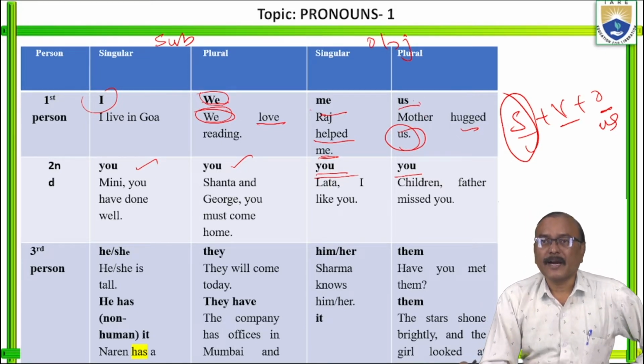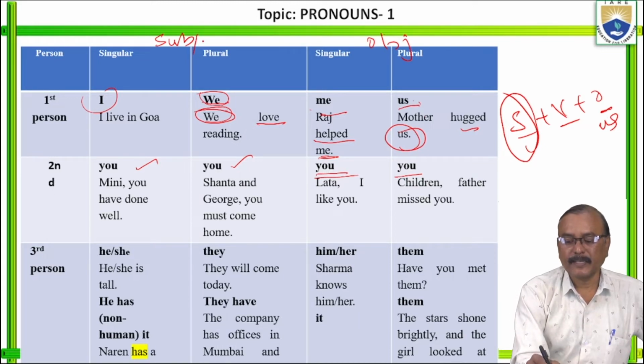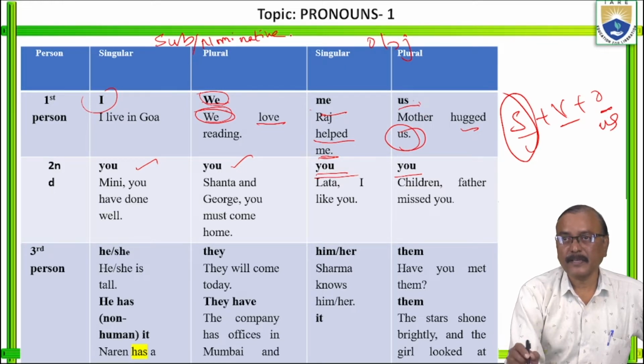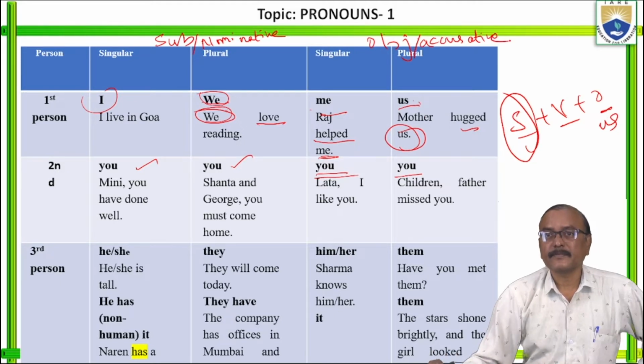We also call this the nominative case, subject or nominative case. Nominative. This object case is also called the accusative case. Accusative case. Is it clear?